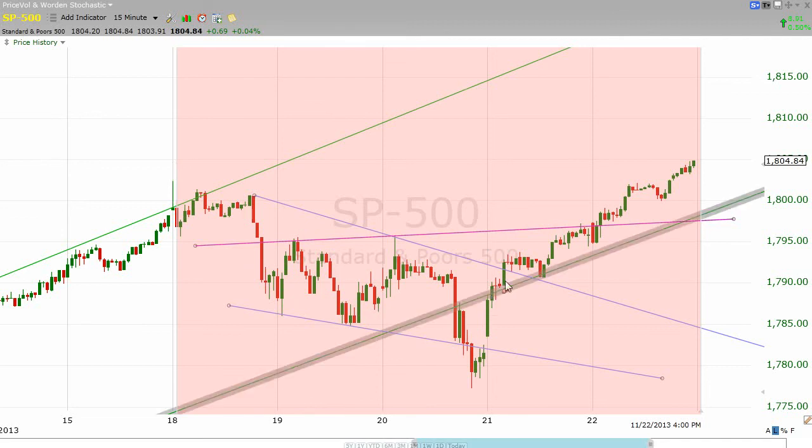So on Thursday, we rally back, get above this line, get back into our channel, and then that move is continued throughout the entire trading day on Friday.